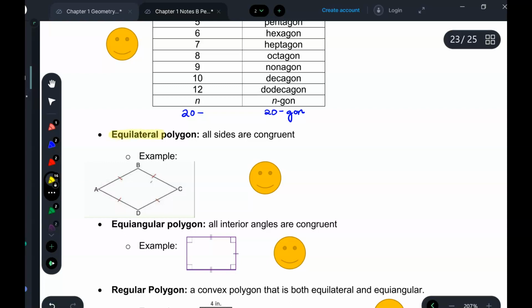Equilateral polygon. Okay, if we look at the first part of the word, we think of equal. Lateral, all sides are. Lateral is referring to the sides.